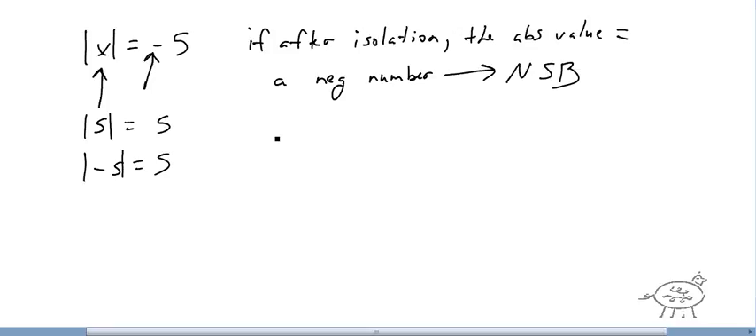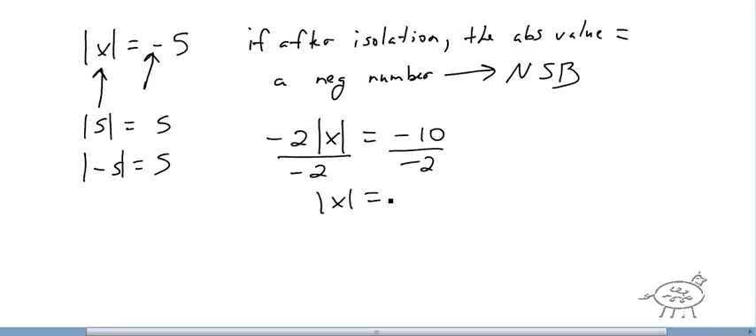If I have negative 2 times the absolute value of x is equal to negative 10. Okay, if you say there's no solution to this because you say, hey, there's a negative right here, it's wrong. The first thing you have to do is isolate that absolute value. So I'm going to divide by negative 2 first. And I get absolute value of x equals positive 5. Now I actually have two answers. X equals negative 5 and x equals positive 5.